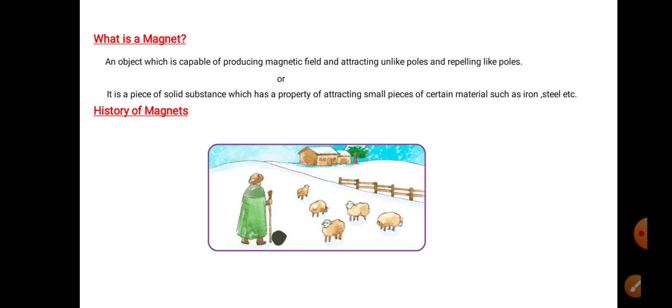This means the iron cap attached to his stick and the iron nails attached to his sandals suddenly stuck to that magnetic rock, and this stone was named magnetite, after the name of the shepherd and the country it was found in. It was also known as lodestone because of its attractive properties. So this is a very brief history about the magnet.